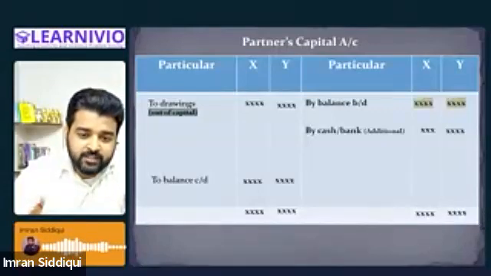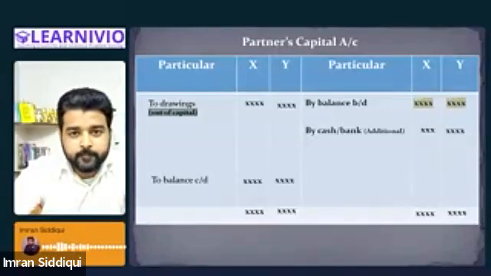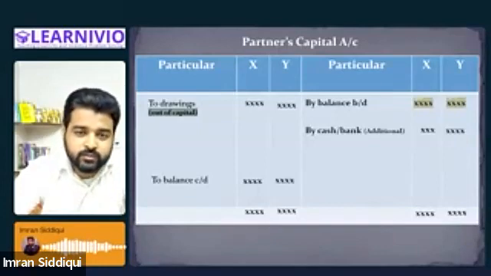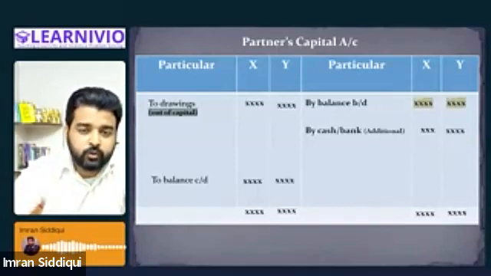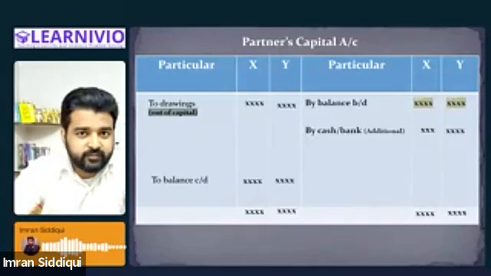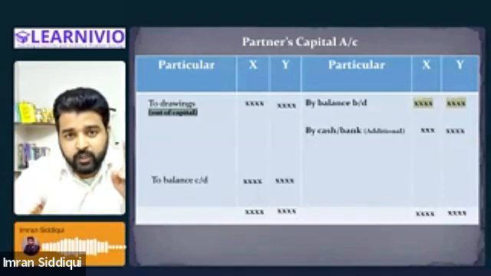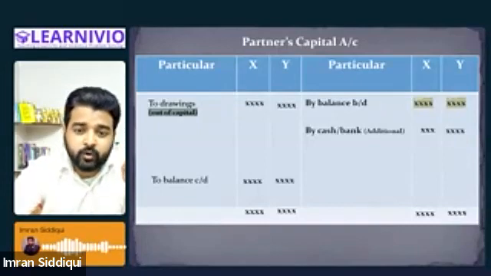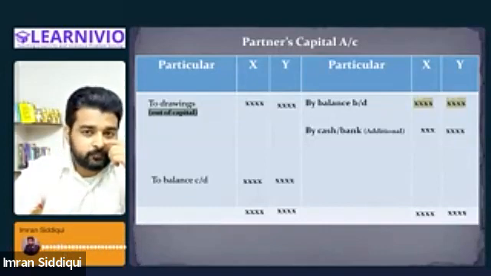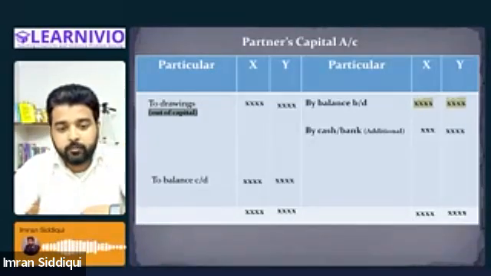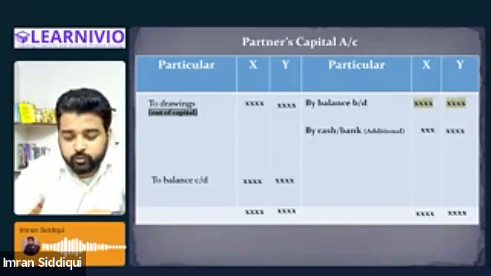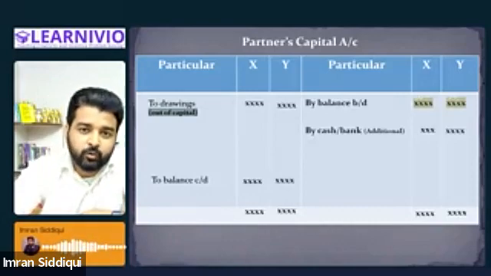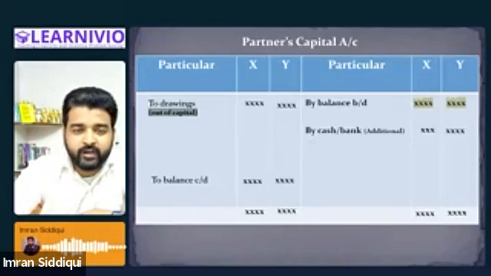If drawing is made out of profit or from some other sources, then such an amount need not be recorded in the partner's capital account. Listen to me very carefully. On the debit side, we'll be recording just one item, which is drawing, but that too will be recorded only if drawings were made out of capital. Got it? But sir, how are we going to determine whether drawing is made out of capital or out of profit?